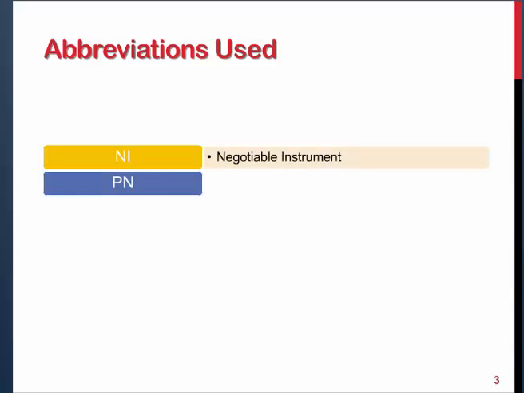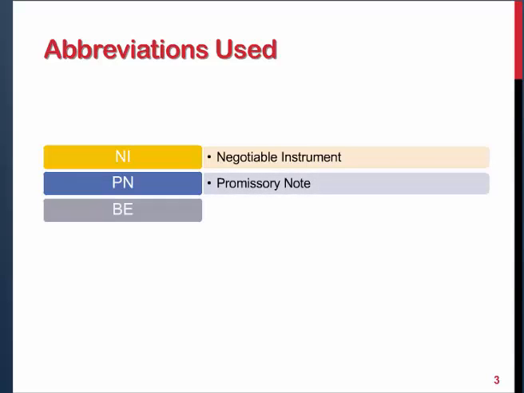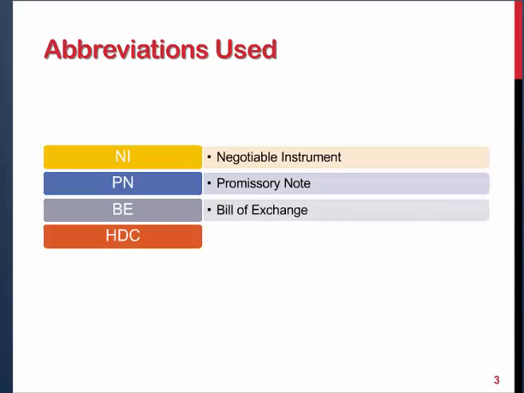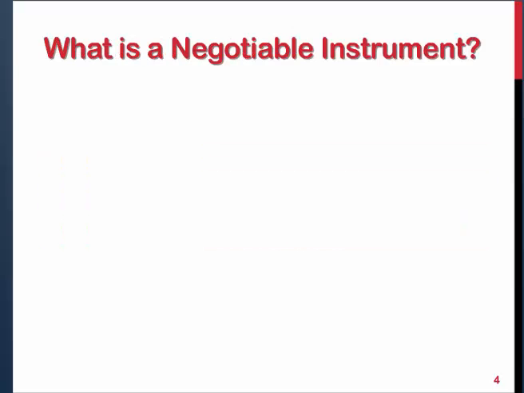Dear students, before we start, let's know about the abbreviations used in this lecture. NI means Negotiable Instrument. PN means Promissory Notes. BE stands for Bills of Exchange, and HDC means Holder in Due Course.